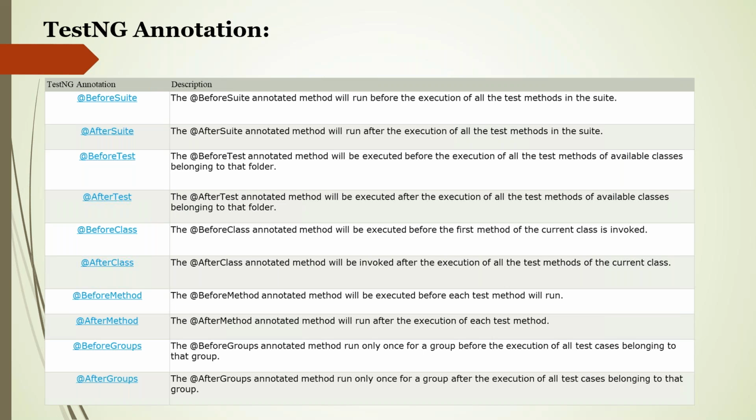Then we have before class. This will be executed before the first method of the current class. So when we are creating the class itself, before the test cases of that class are executed, whatever we have written in before class will be executed. Then after class will be invoked after the execution of all the test methods of the current class. Then we have before method.